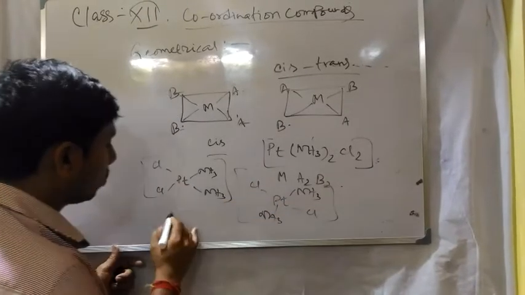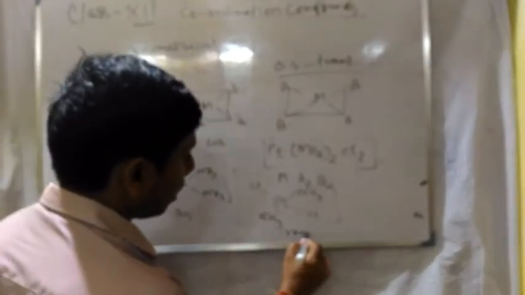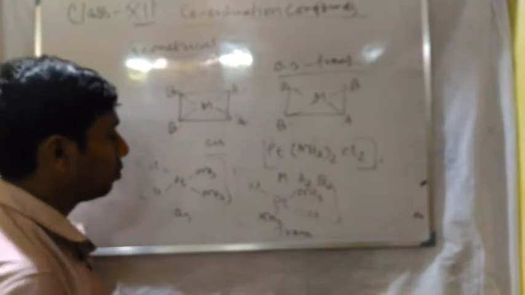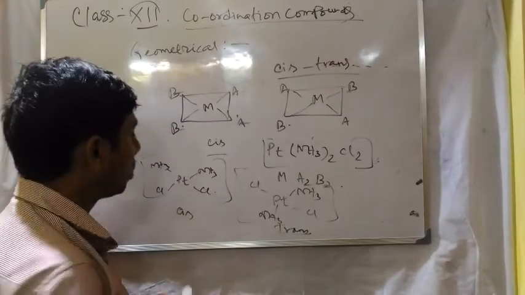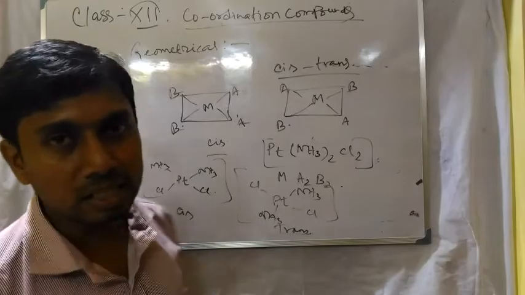Now according to the definition, it is cis and it is trans. Now there will be a confusion that if we displace the bond position, that is, if we write down NH3 here and here and Cl here, it will also be the cis because two NH3 are adjacent to one another.